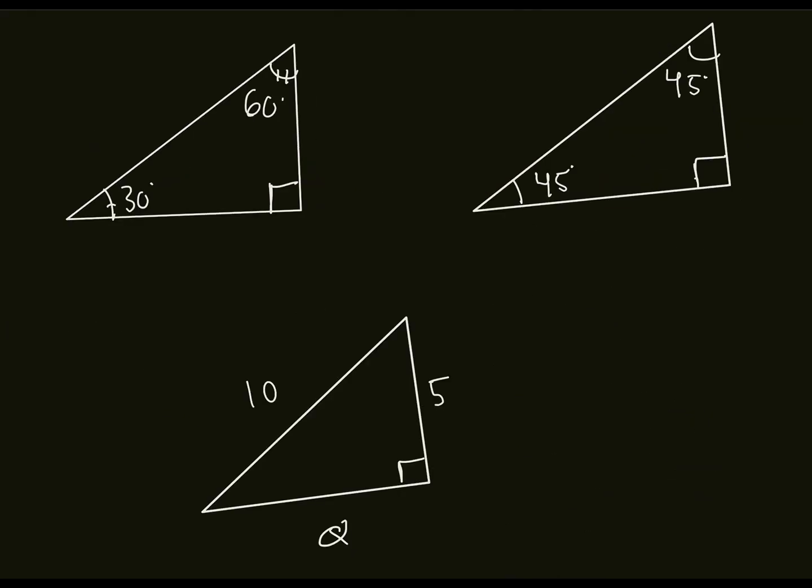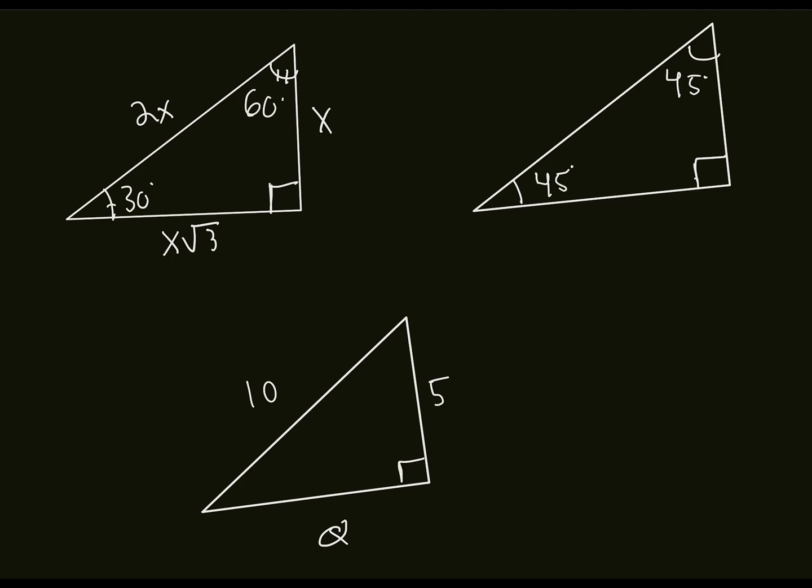The next important topic to understand is special right triangles. These are necessary to understand later topics. So the first triangle we have here is a 30, 60, 90 degree triangle. So the side opposite of 30 degrees has a length of, let's call it x. So that means that the hypotenuse has a length of 2x. And the side opposite of 60 degrees has a length of x square root 3.